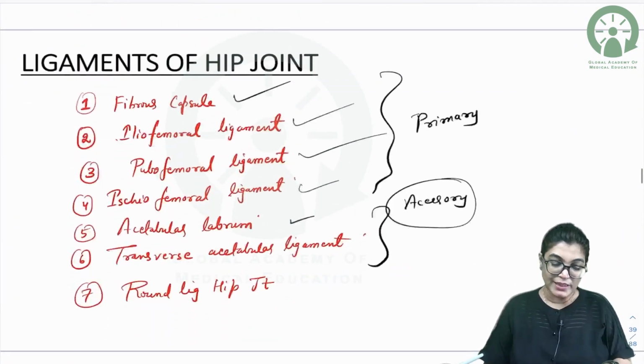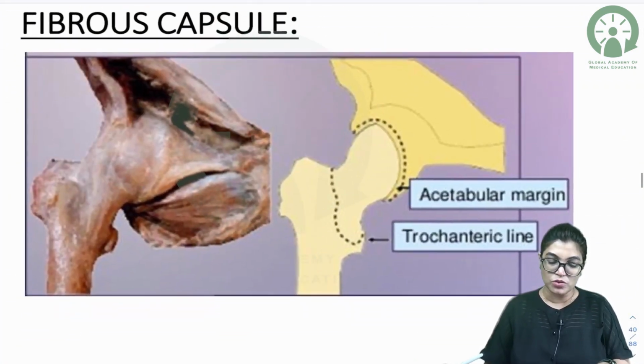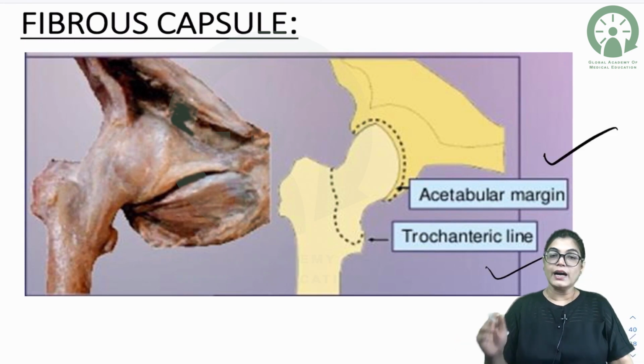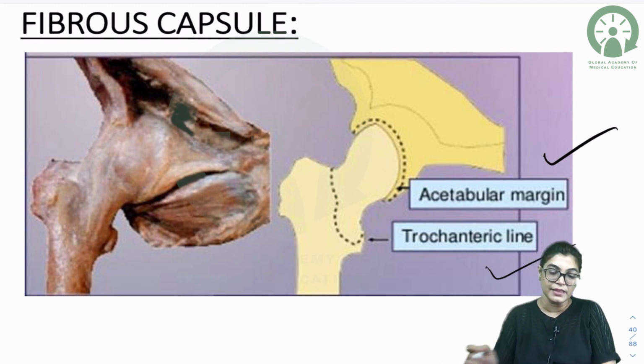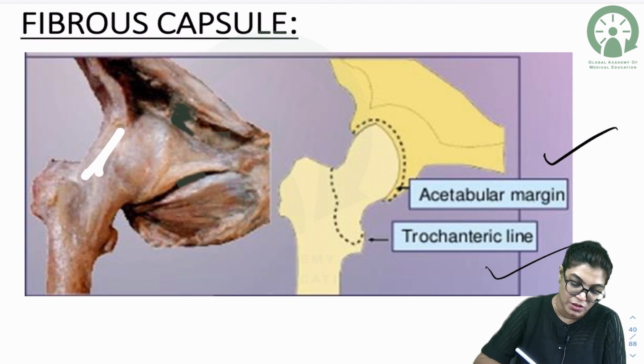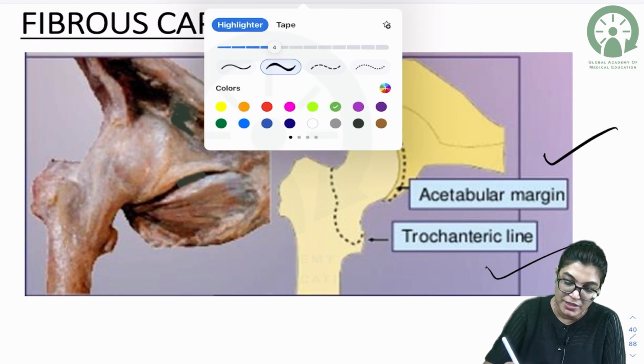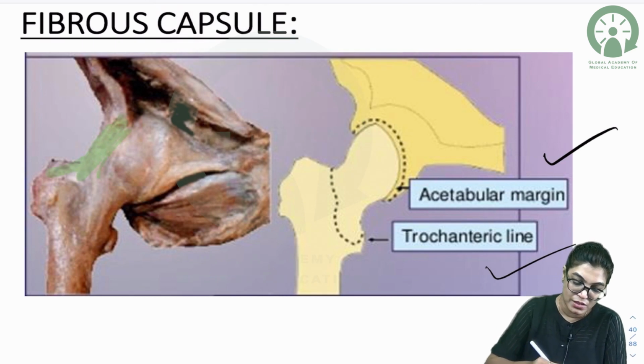Now, we know that hip joint is an example of ball and socket. I just want to show you these images, where you can see the attachment of the fibrous capsule is on the acetabular margin and the trochanteric line anteriorly. Both images have been shown. This is the anterior view of the attachment of the fibrous capsule.